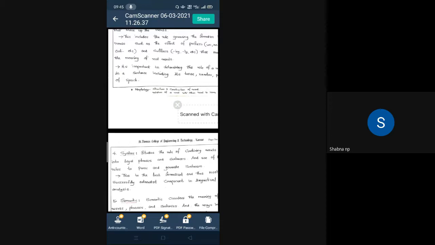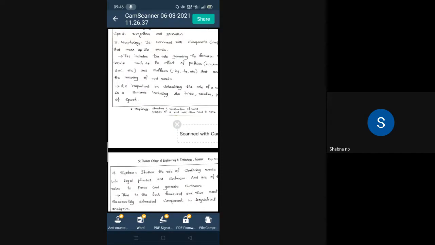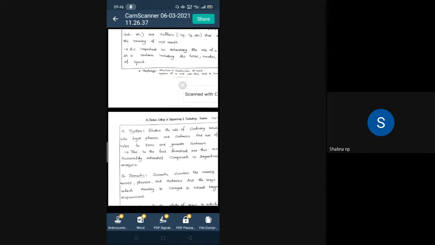Next is syntax. You know what the use of syntax is? Every language has its own syntax. For example, in the English language, in which order do we want to arrange the words? Similarly, in Malayalam, its own syntax will be there. The syntax type of analysis is another level. It studies the rules of combining words.